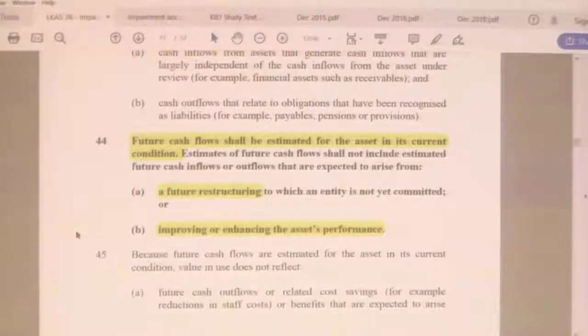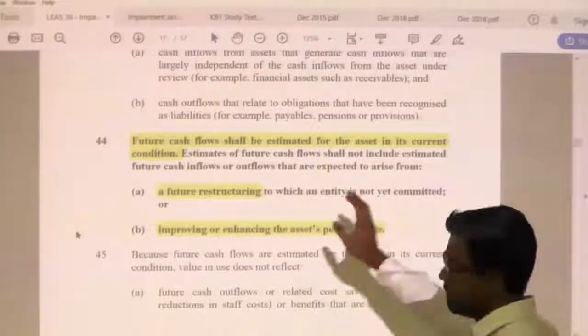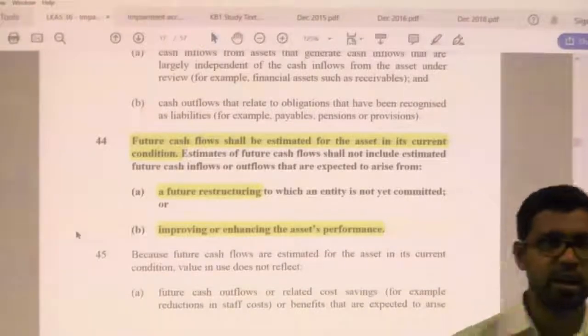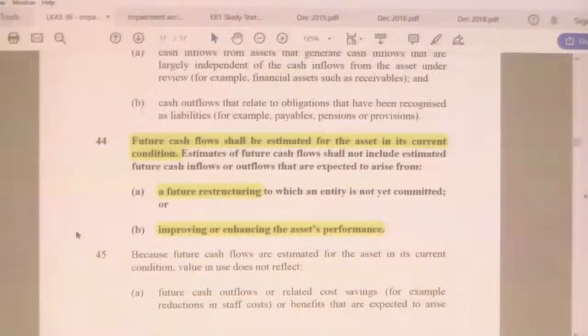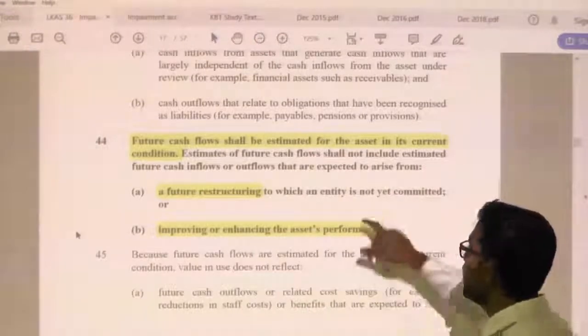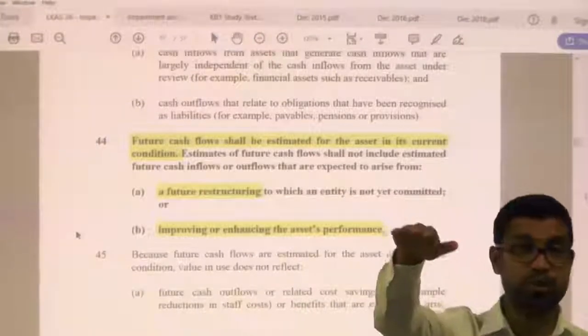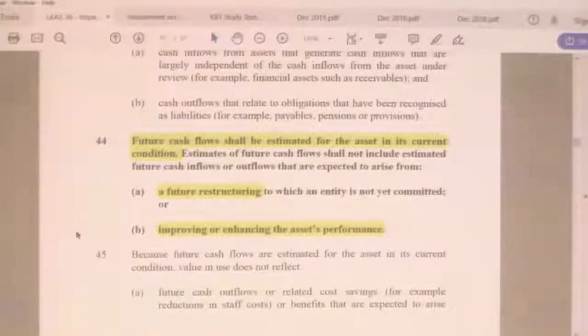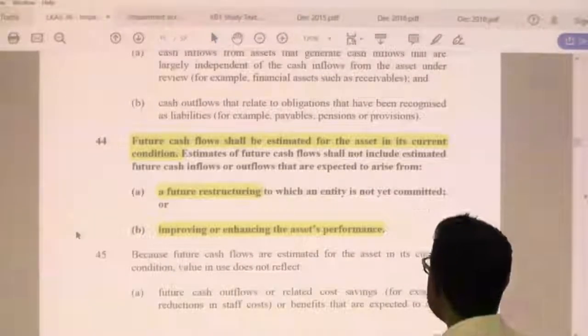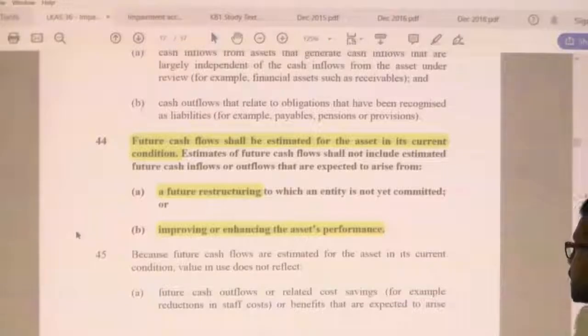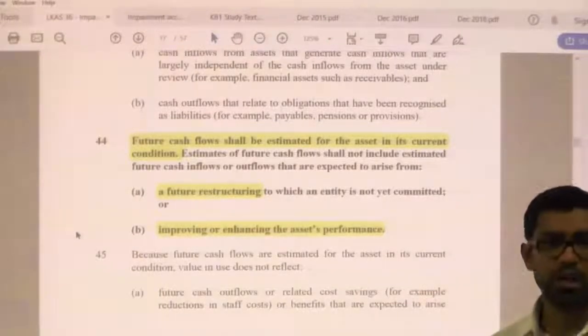I'll take a simple example. Let's say you are trying to restructure your office building, because the employees' capacity has increased and you are trying to create the office environment in a more sophisticated way. Based on that, you will incur a cash outflow of 2 million or 1 million after another 2 years. Those things you can't consider. Why? You don't have any commitment right now, right? So these things you will not consider.